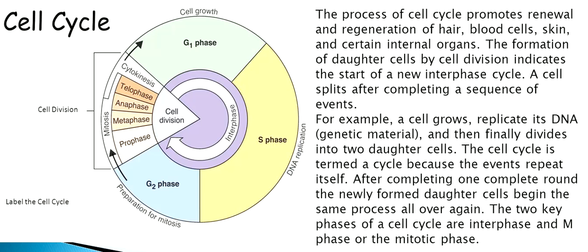The cell cycle is termed a cycle because the events repeat themselves. After completing one complete round, the newly formed daughter cells begin the same process all over again. The two key phases of a cell cycle are interphase and M phase or the mitotic phase.